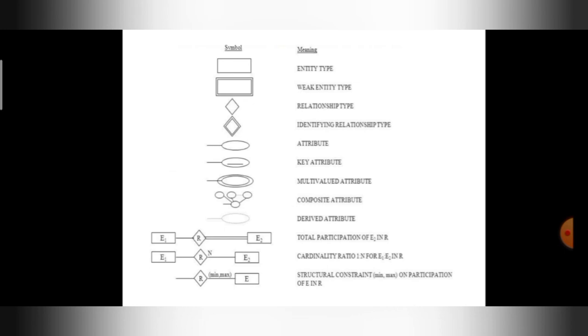Next, total participation. I'll explain all these things: total participation, cardinality ratios, and the structural constraints in the upcoming videos. So far, you should understand that total participation means between the two entities. If a total participation is there between the two entities, that is E1 and E2, you should use a double line between the entities, double line.